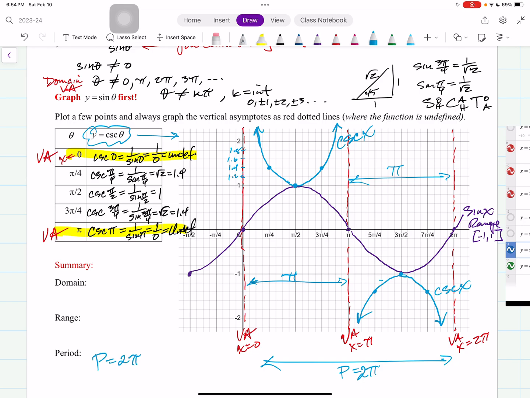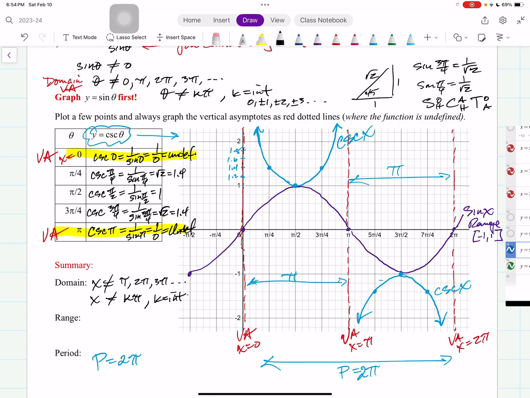The domain, as I said above, is all reals not equal to all of these asymptotes: pi, 2 pi, 3 pi, etc. All right. Or you can say x is not equal to k pi if you want to write it in a fancy way. Make sure you say that k is an integer, though, if you do it that way.